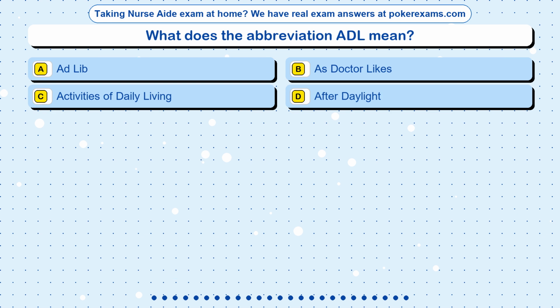Question 22. What does the abbreviation ADL mean? Option A, ad lib. Option B, as doctor likes. Option C, activities of daily living. Option D, after daylight.